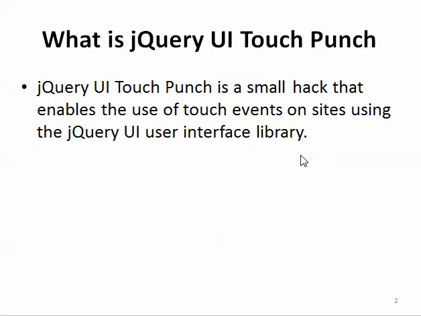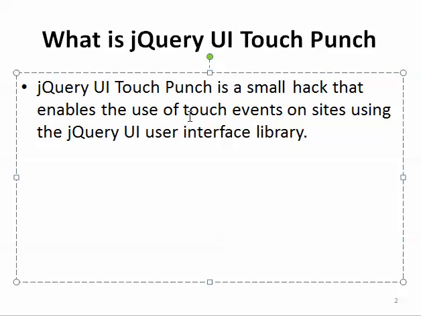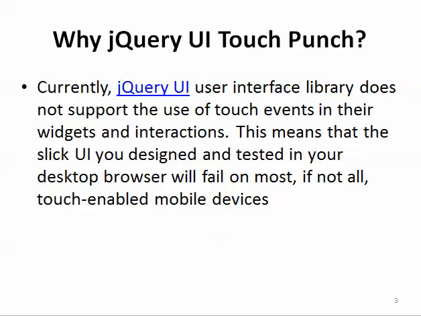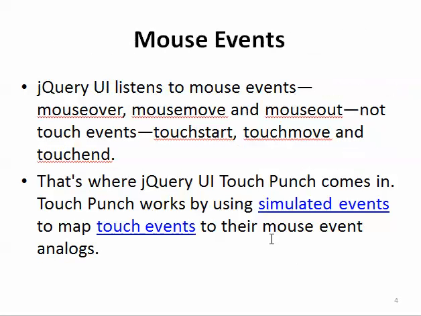Now, what is it? What is this type of technology? Basically, it is a technology that will help us use jQuery and add some type of touch events that will be linked to mouse events in jQuery. So this is the explanation that I was saying at the beginning. The jQuery UI user interface does not support the use of touch events. For that reason, some of the components that we may have in the application won't work or will fail.